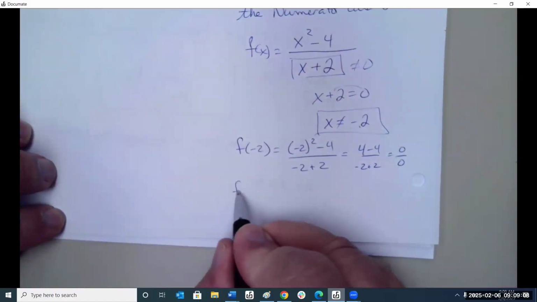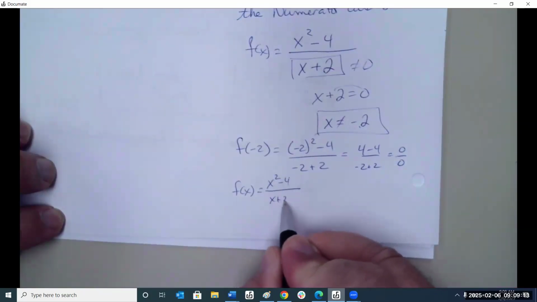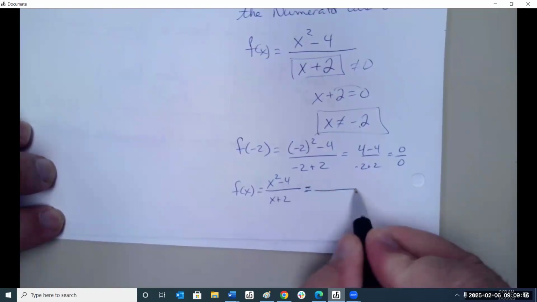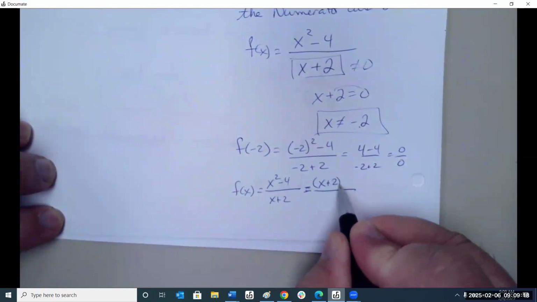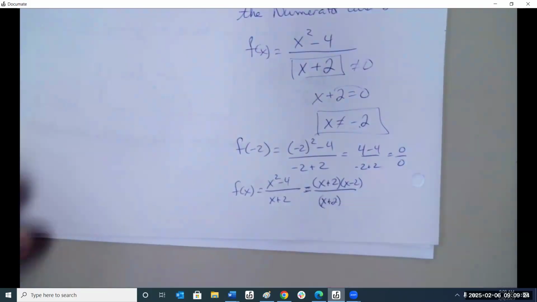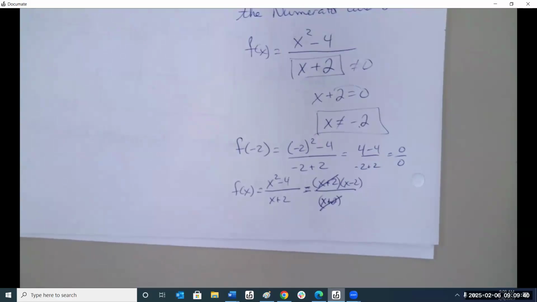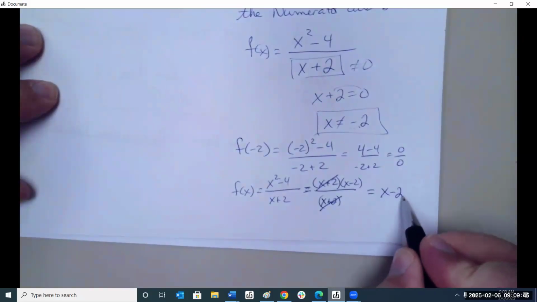So we have x squared minus 4 over x plus 2. The top can get factored as x plus 2, x minus 2, over x plus 2. Whenever you have polynomials, always factor them. Can anything cancel? Yeah, this one and this one. Hence, they're removable. So all we have left is x minus 2.